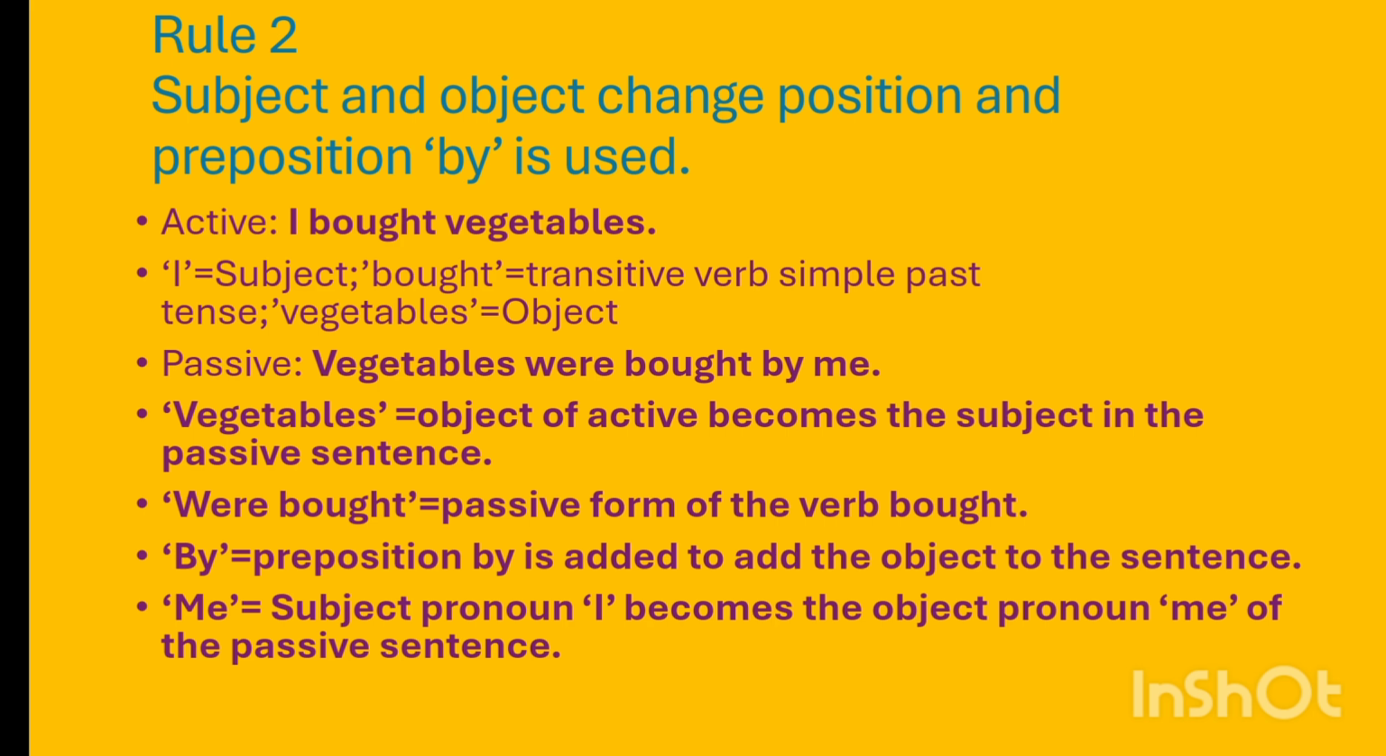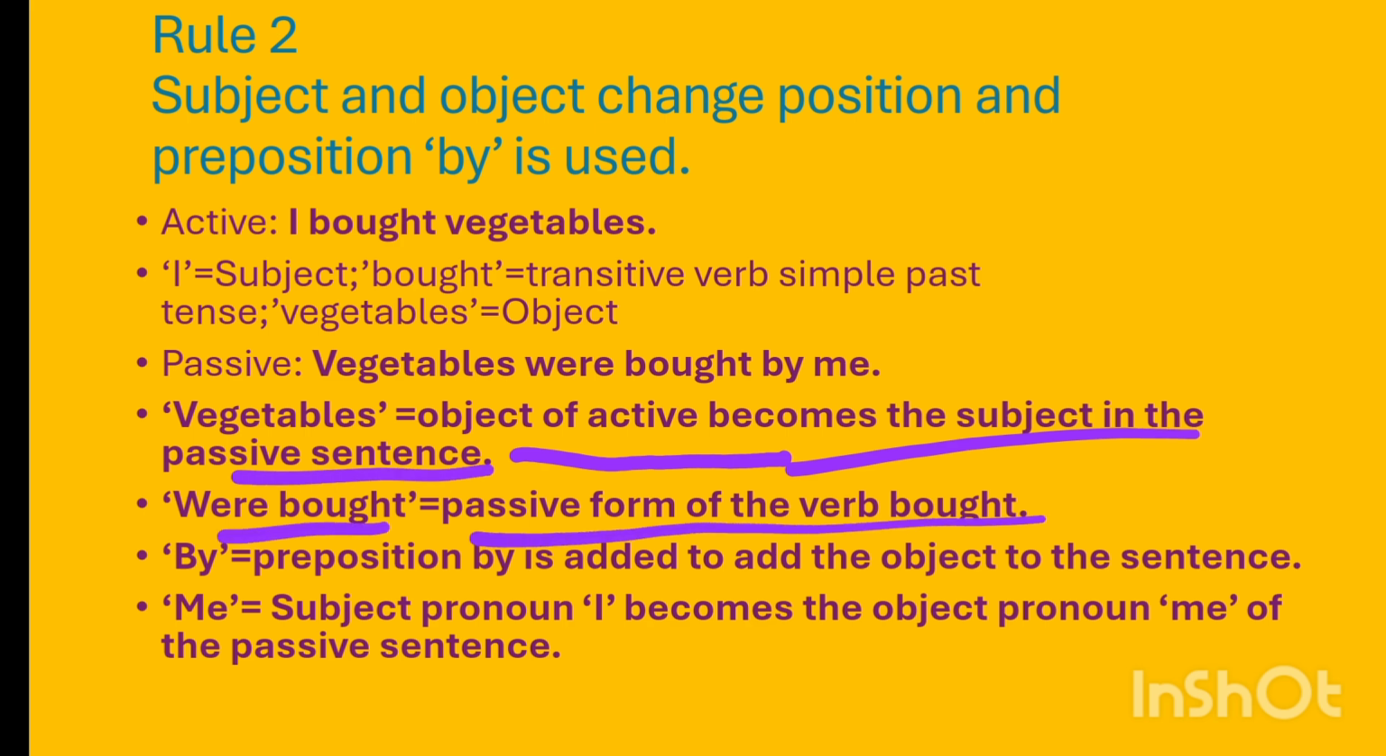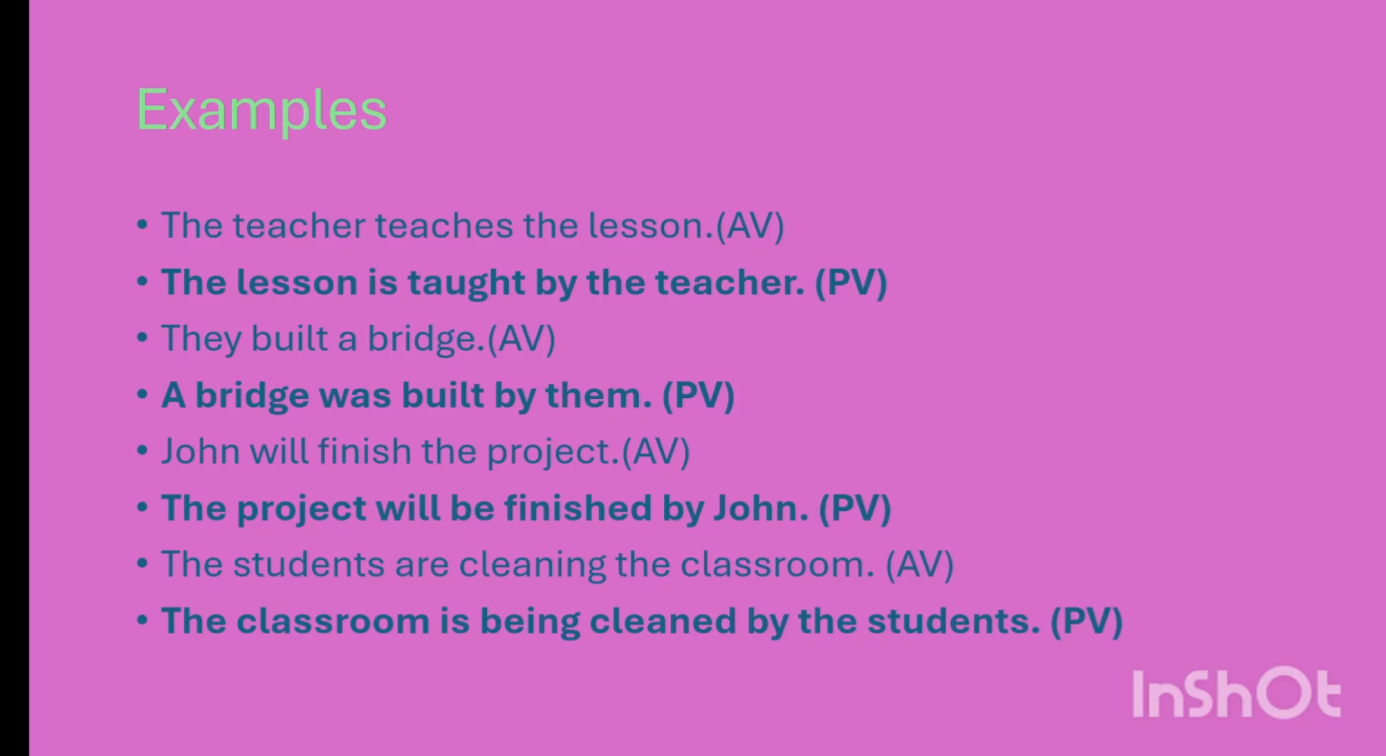Okay, now here you see vegetables, the object of the active, becomes the subject in the passive. Were bought, because it is the passive form of the verb bought. Then the preposition by is added, and then me. Me is the object pronoun of the subject pronoun I. Okay, here it is explained. Now examples are given, you see.